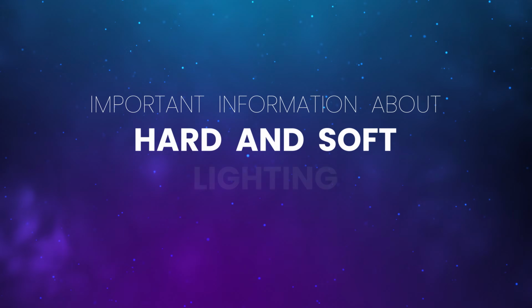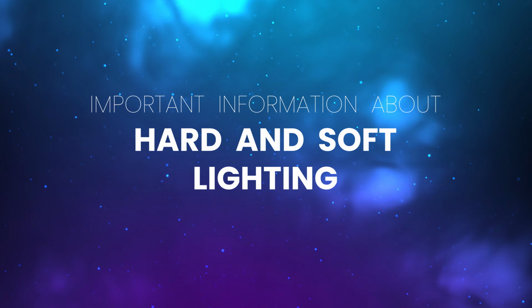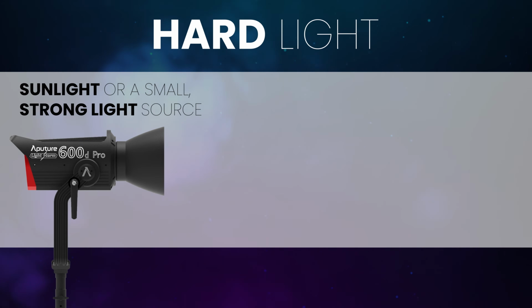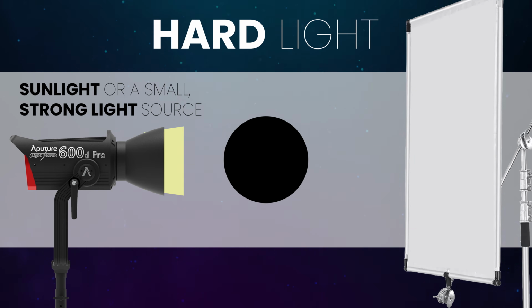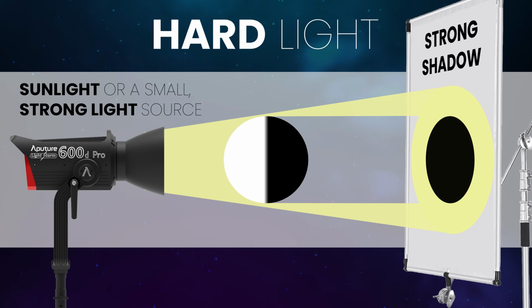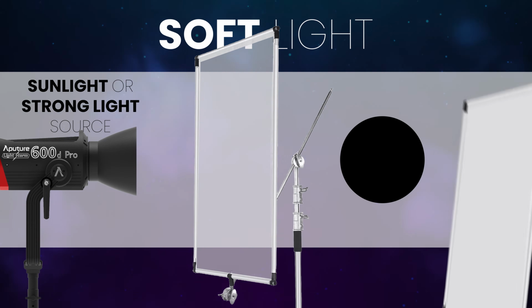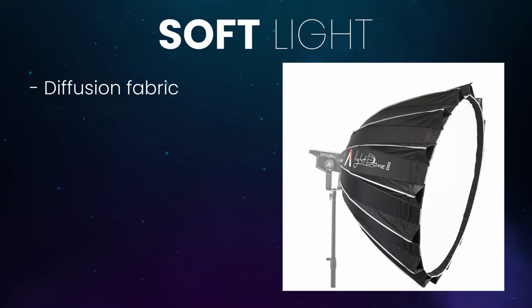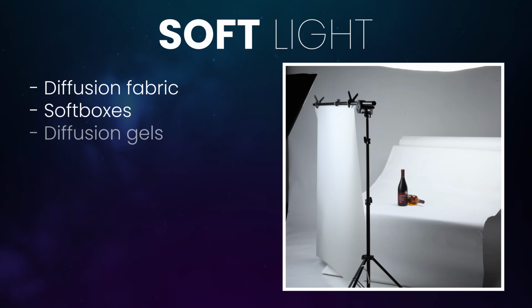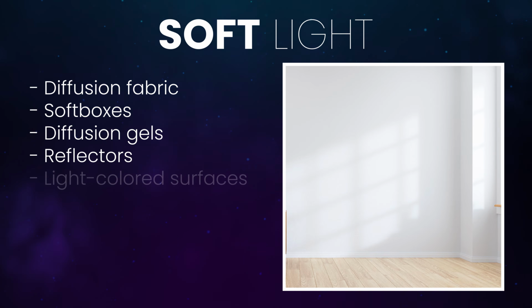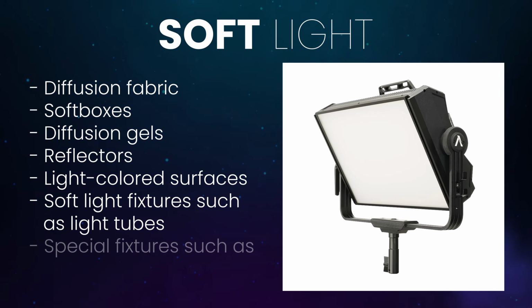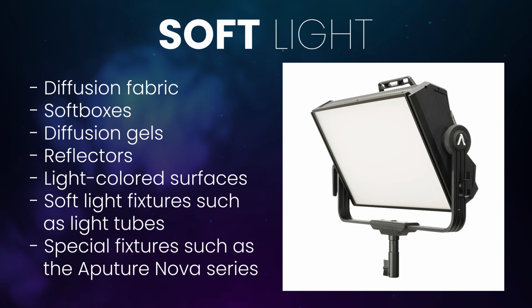But first, some important information about hard and soft lighting. Hard light. Hard light comes from direct sunlight or a small, strong light source. Hard light results in strong shadows on objects. Soft light. Soft light we can create through diffusion of a hard light source by using diffusion fabric, softboxes, diffusion gels, reflectors, light-colored surfaces, soft light fixtures such as light tubes, special fixtures such as the Aperture Nova series.